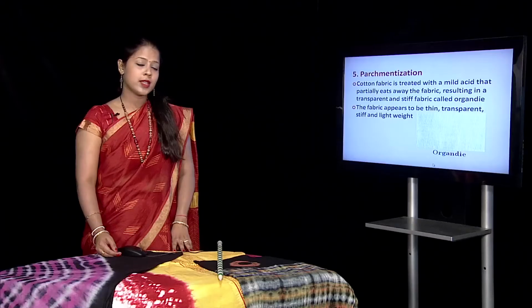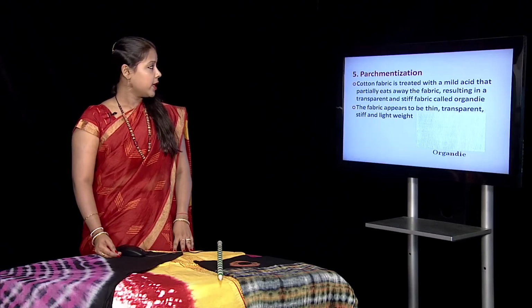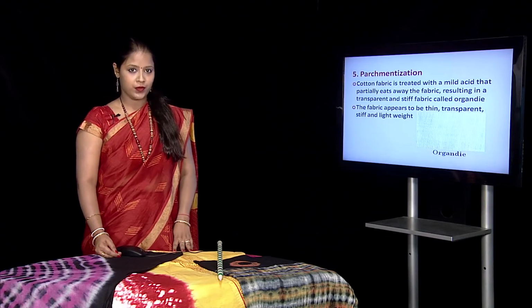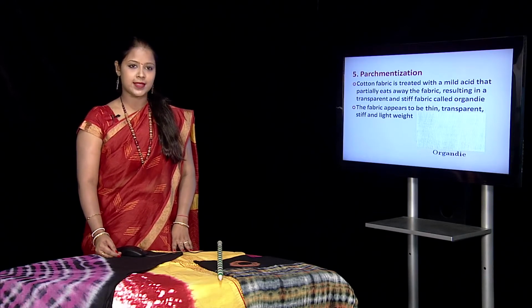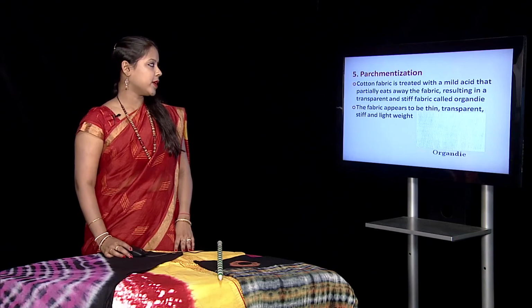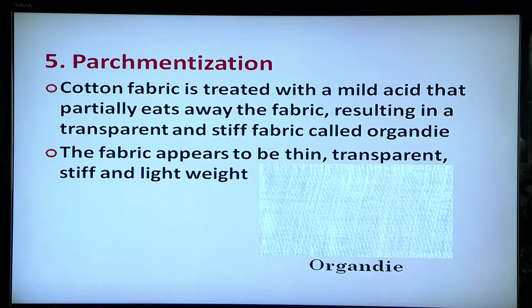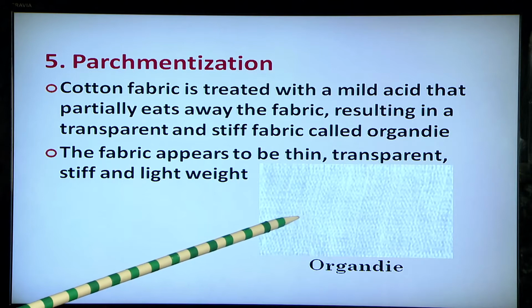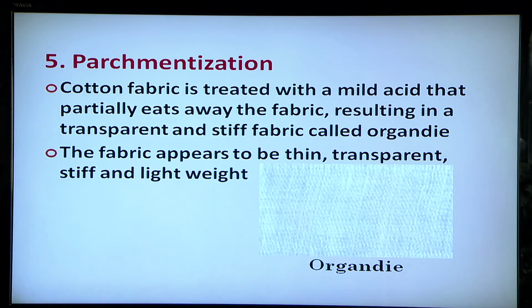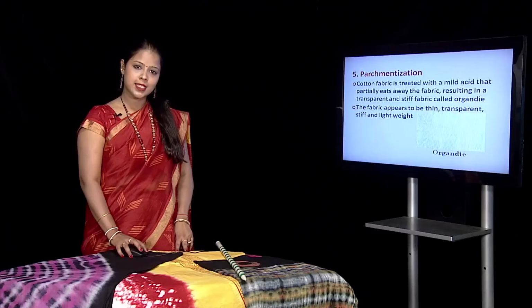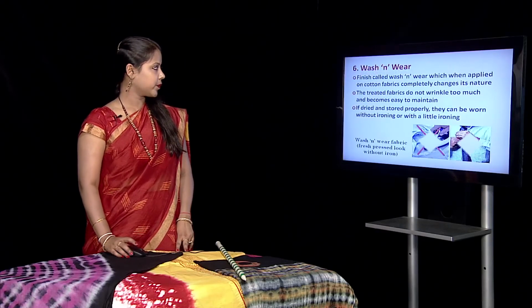The fifth finish is the parchmentization. It is similar to the stiffening or starching finish, as the effect produced is very similar. Cotton fabric is treated with mild acid that partially eats away the fabric, resulting in a transparent and stiff fabric called organdy. As you see, this is the organdy fabric which has been produced by the parchmentization finish. The fabric appears to be thin, transparent, stiff and lightweight.